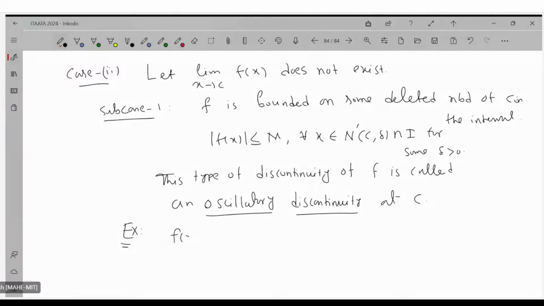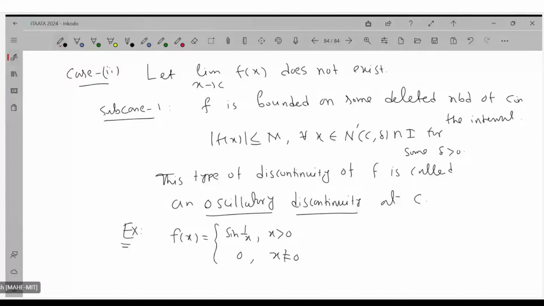f(x) equals sine 1 by x when x is greater than 0, and 0 when x is not equal. Okay, anyway, you don't have to define it at that point. It might be possible that the function is defined at that point or not defined. It does not matter. If this limit does not exist, but f is bounded in some neighborhood, then we have the idea of oscillatory discontinuity, and c will be called the point of oscillatory discontinuity.